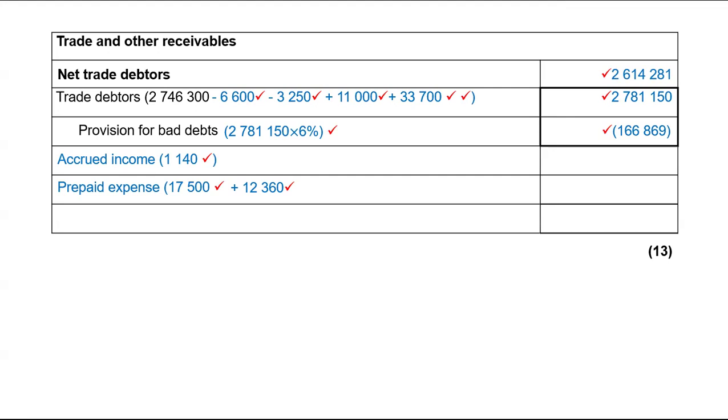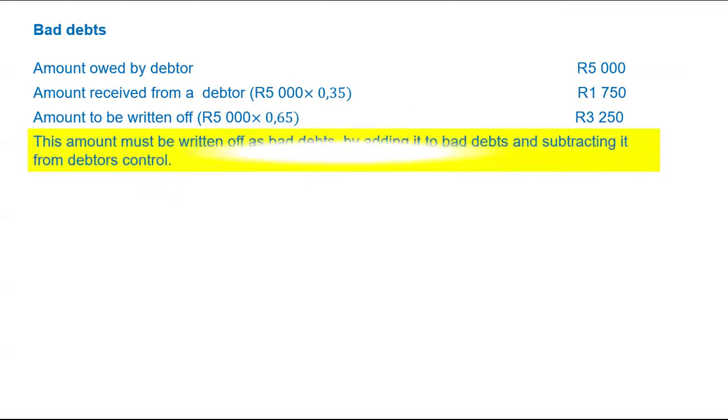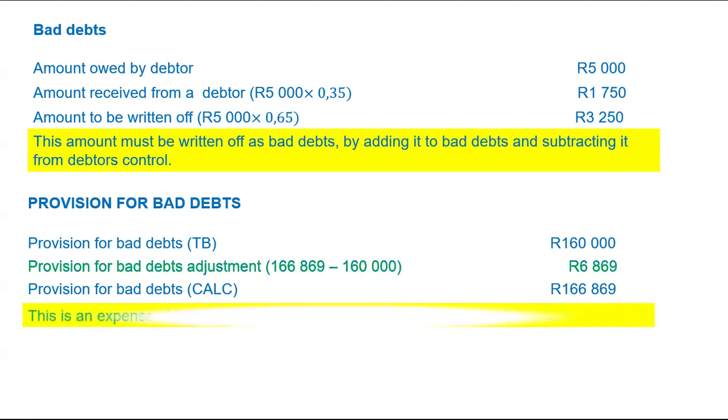Still on that 166,869, I am going to take that value and compare it to what I had in the trial balance from last year. In the trial balance, I've got 160,000, meaning that provision for bad debts from last year is going up. And we don't want provision to increase as it's a future estimate of bad debts. The increase is bad. So the increase is recognized as an expense. We find the difference between the two and we will recognize it as provision for bad debts. And that will be an expense under operating expenses in the statement of profit or loss.